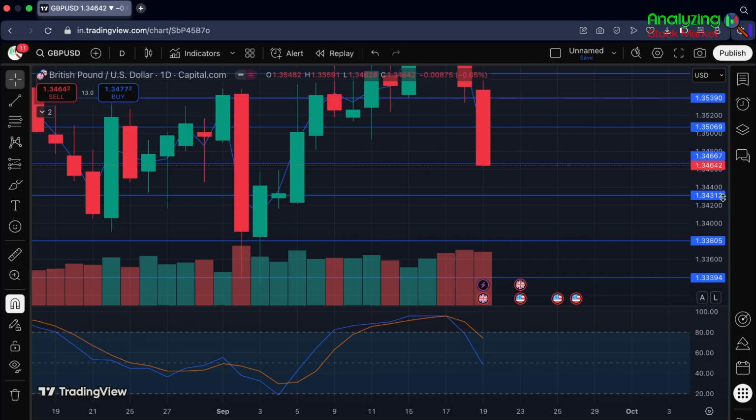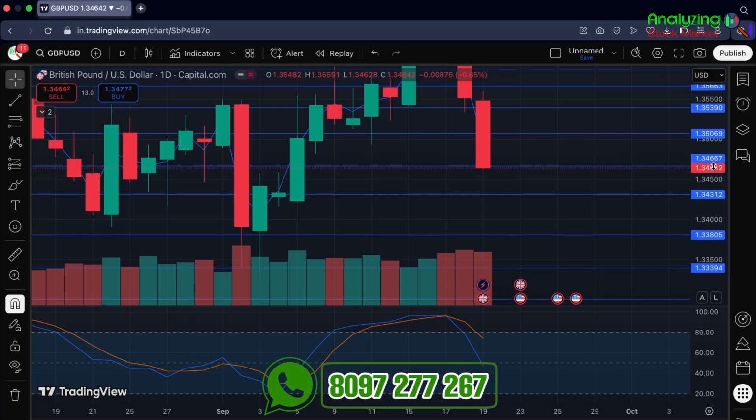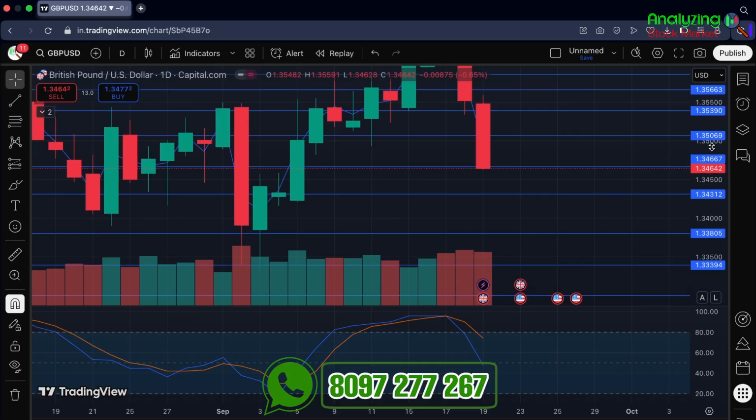After direct support, there is a support of 1.33805 and then 1.33394. After direct resistance, there is a resistance of 1.35069 and then 1.35390. So these are two important support zones and resistance zones that will help you to take better stop loss and target levels.